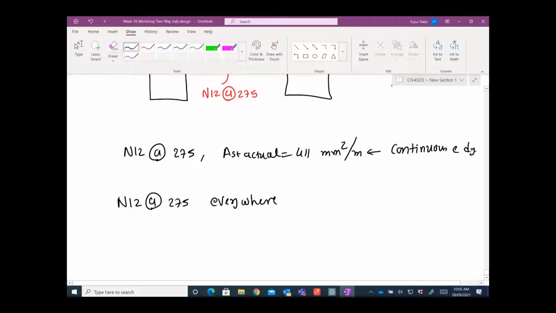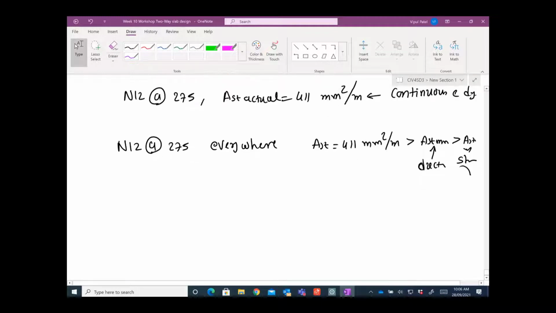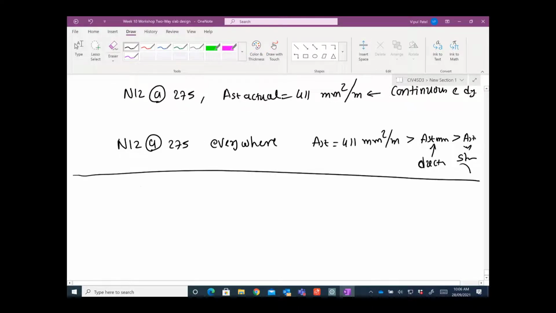So we have N12 at the rate 275 everywhere in the corner panels, and all AST is 411 millimeter square per meter, which is greater than your AST minimum for ductility, and is also greater than your AST minimum of temperature and shrinkage. Right, so that is all good. I think this is the finish of the primary. This is the end of primary reinforcement at corner panel.